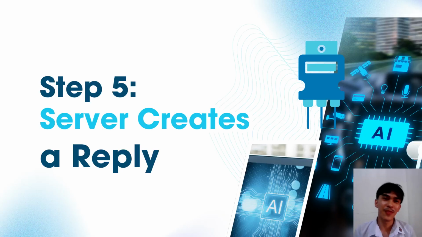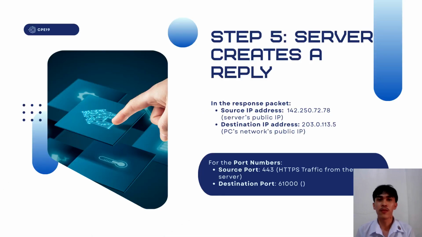For step 5, we have server trace and reply. After receiving the request, the server prepares a response. In the response packet, the source IP address is the server's public IP, or 142.250.72.78. Since the data is going back to the client, the destination IP address is 203.0.113.5, which is the public IP of the PC's network assigned through NAT. This allows the response to reach the correct router that represents the PC on the internet.